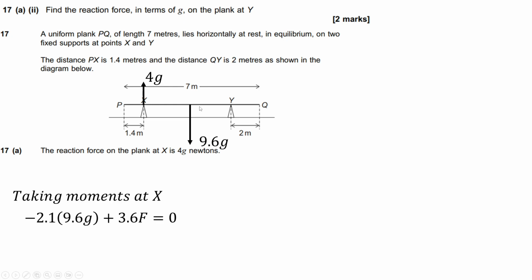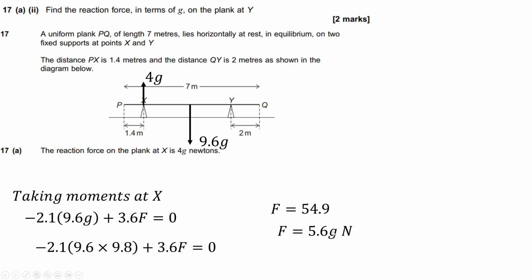Yep, so this here would be 2.1 times 9.6, but down I've said is going to be negative, so that's going to be a minus, and then 3.6 times F, some force, which is going to be positive. G is 9.8, obviously. You get F is 54.9. We want it in terms of G, I think it says somewhere. Does it say that? Oh yeah, here, in terms of G. So just divide by 9.8 and then put the G back in, which is the same. So we've divided by 9.8 only to put the 9.8 back in.